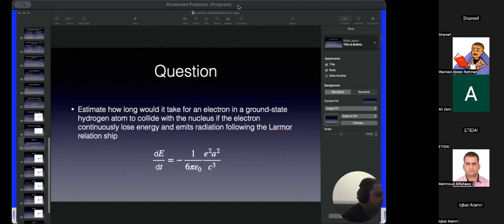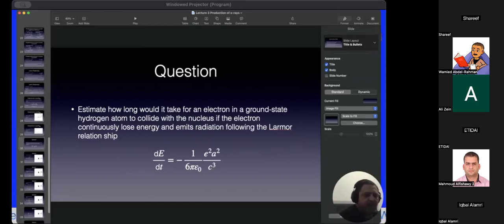So the first thing I'm going to do is to look at the question that I proposed last time. Remember, last time we talked about the Larmor relationship. We talked about production of X-rays, about characteristic X-rays, and then we looked into Bremsstrahlung X-rays, and we said the rate or the power emitted follows the Larmor relationship.